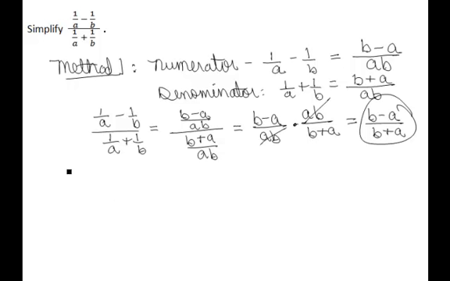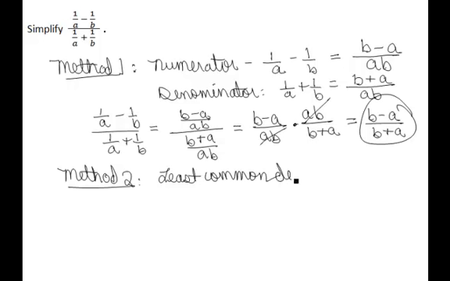Now the second method again uses the idea of the least common denominator, but we look at all of the little denominators. So you notice that in the smaller fractions we have a's and b's in the denominator. So we get a least common denominator of all those fractions, least common denominator of a times b. So instead of looking at them separately, I'm going to look at this as one big fraction, and I'm going to multiply both its numerator and denominator by this least common denominator.